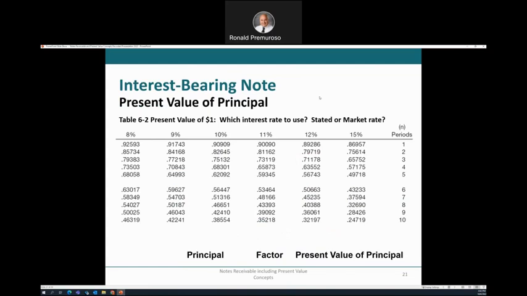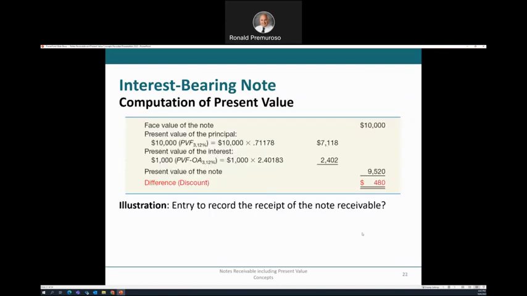To that, we're going to add the present value of the principal. And again, what interest rate should we use? And by now, you know, right? We have to use the market rate always when we do these present value calculations under GAAP. So again, 12% interest rate, 3 periods. The factor that should come up on your screen is 0.71178. Multiply that times $10,000, the principal amount, and we get the present value of the principal, $7,118.